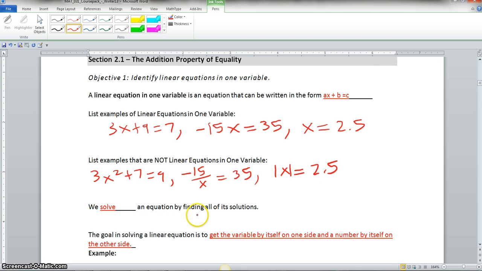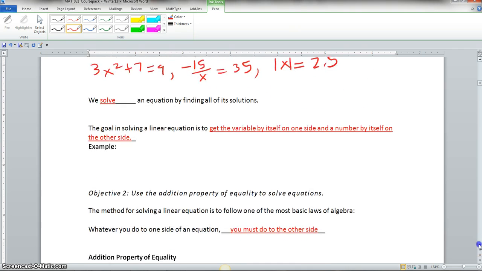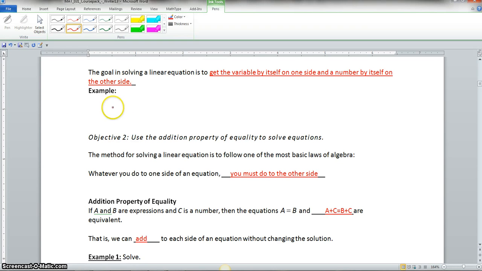We solve an equation by finding all of its solutions. The goal in solving a linear equation is to get the variable by itself on one side and the number by itself on the other side. Now we can look at some examples. If I have x equals 7, y equals negative 8, x equals 1/2, w is equal to 2.5, and so on. Objective 2, use the addition property of equality to solve equations.